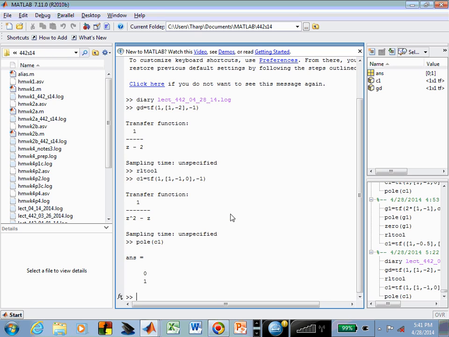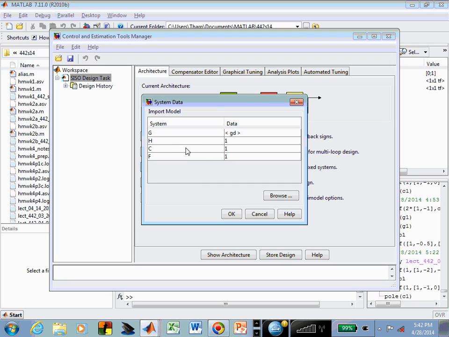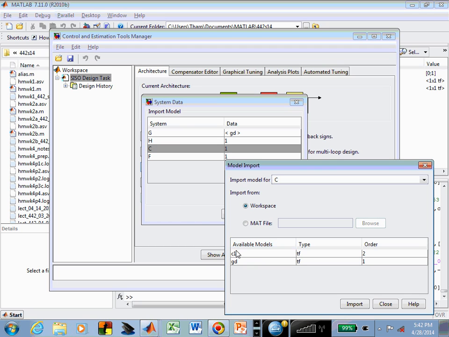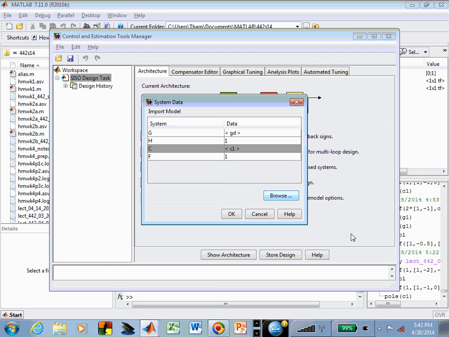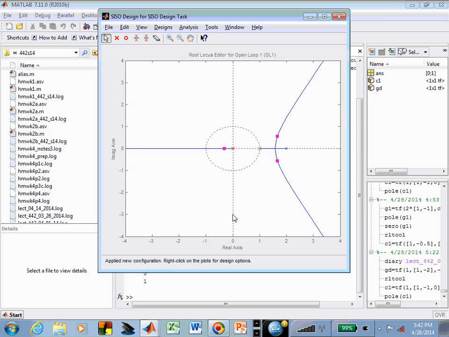Now let me go back to my window that allows me to input system data, and now we have to remember what was what. C was our controller. Let's import that by browsing to the only variables that are in MATLAB right now, and let's import C1 as our controller. And you can see then that the data for G, the plant, is GD. The data for our controller C is C1. We'll say that's okay. And now let's go back and see if our root locus looks okay.